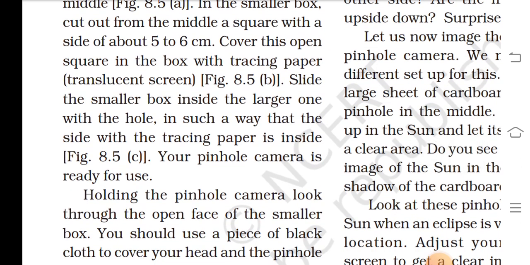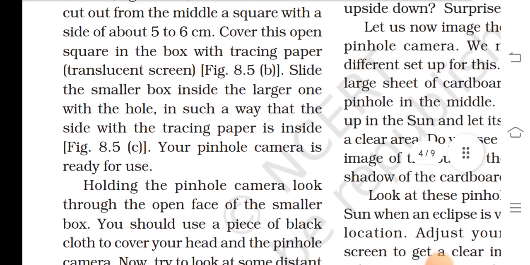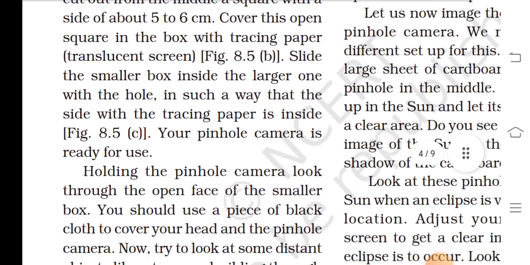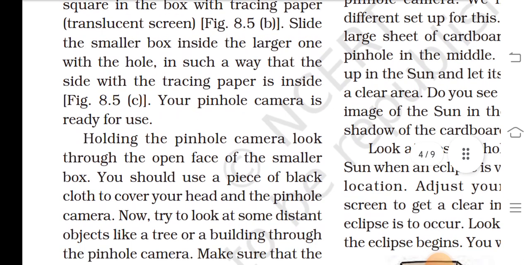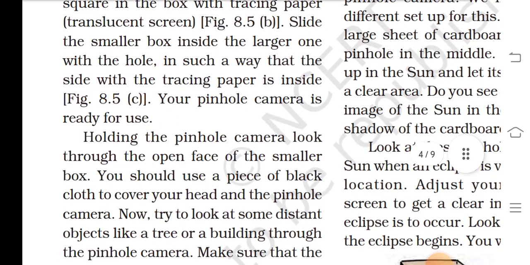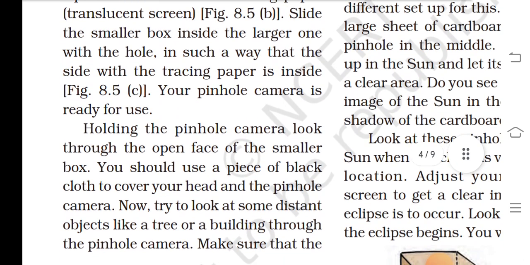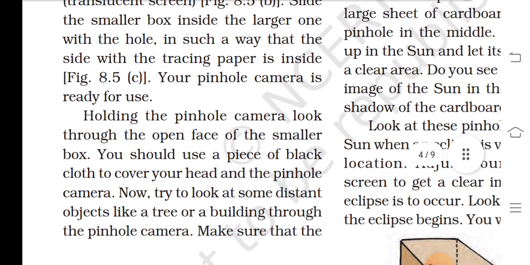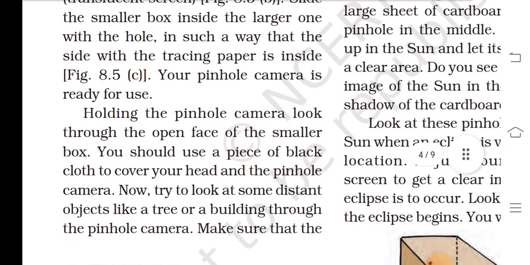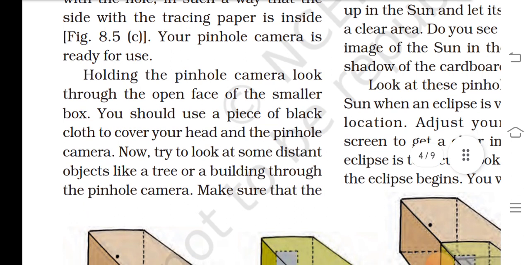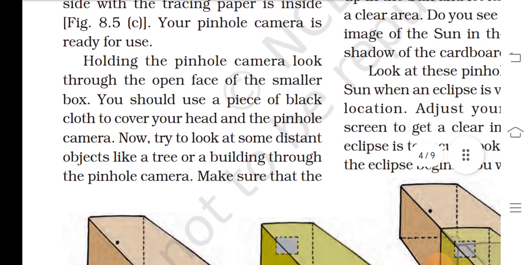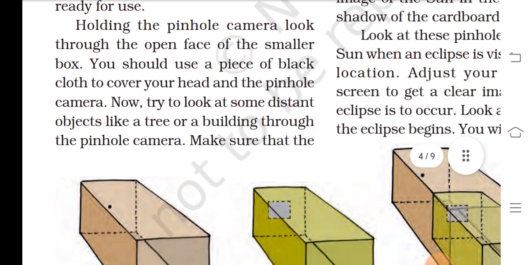Cut out from the middle a square with a side of about 5 to 6 cm. Cover this open square in the box with tracing paper, a translucent screen. Slide the smaller box inside the larger one with the hole in such a way that the side with the tracing paper is inside. Your pinhole camera is ready for use.